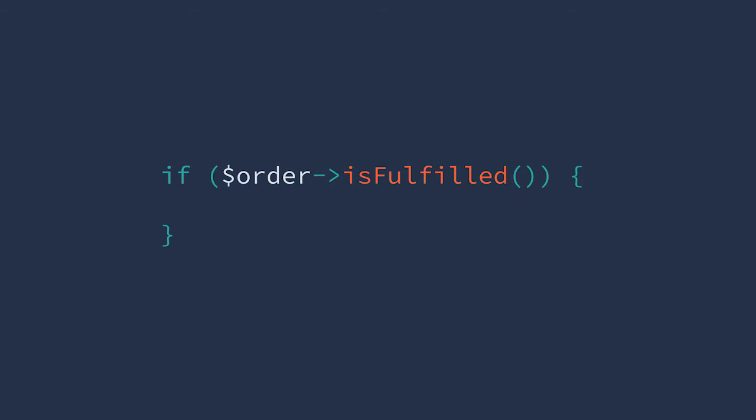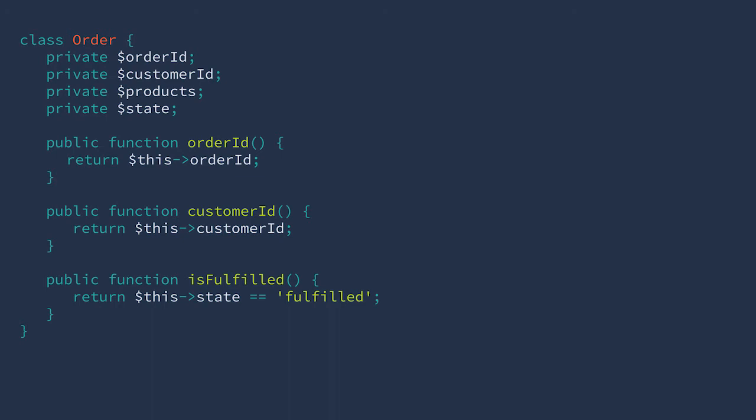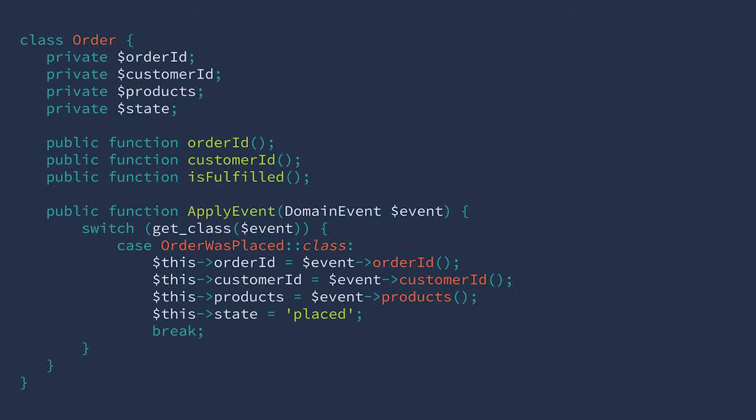Now, our order was placed event is the first step in the lifecycle of an order. So let's create an order object. The order object will hold the state for the order and give us a way to access it. When we apply the order was placed event to the order object, we have an object that represents an order using the domain language and our conceptual model of the domain. This order object is up to date with the status of the order.